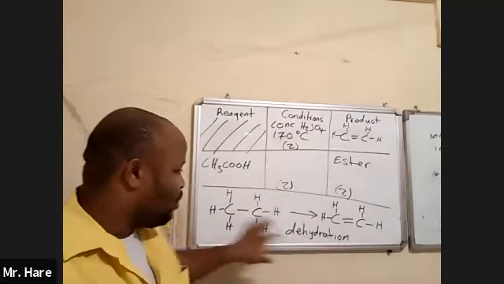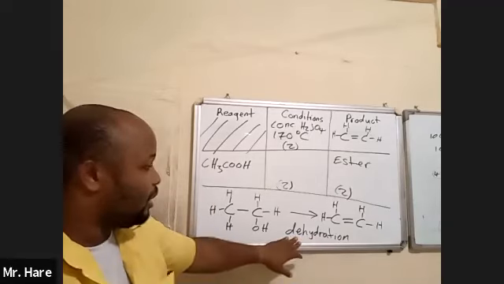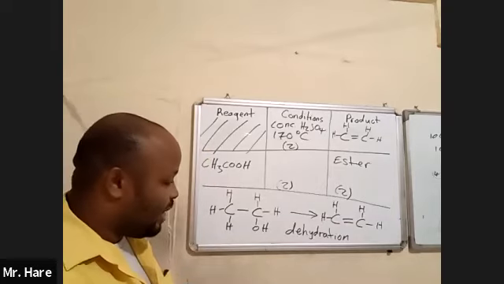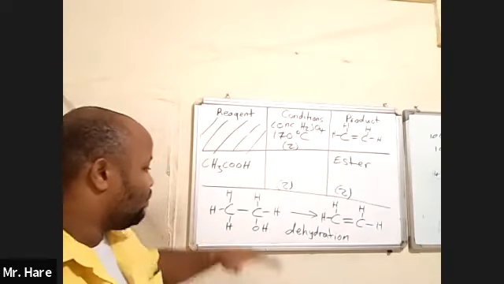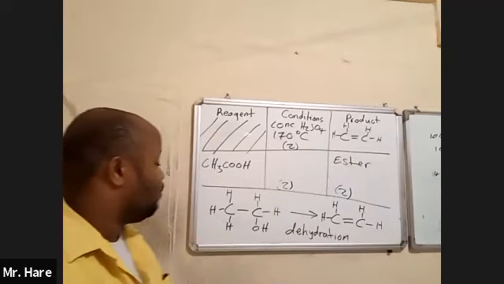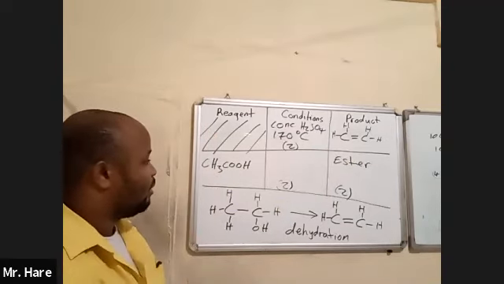This here is not required, it's for explanation purposes. All you would have done is know that it's a dehydration reaction. So if you have ethanol, the product is ethene. All right, and that's it.